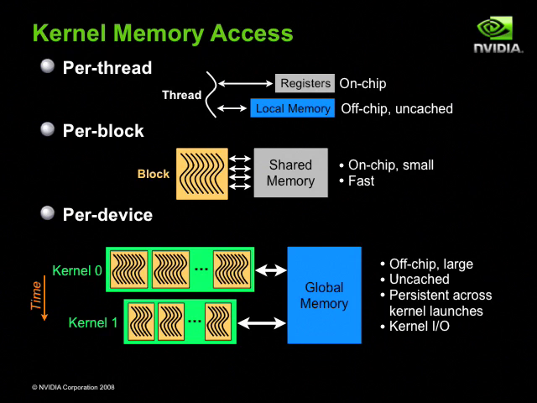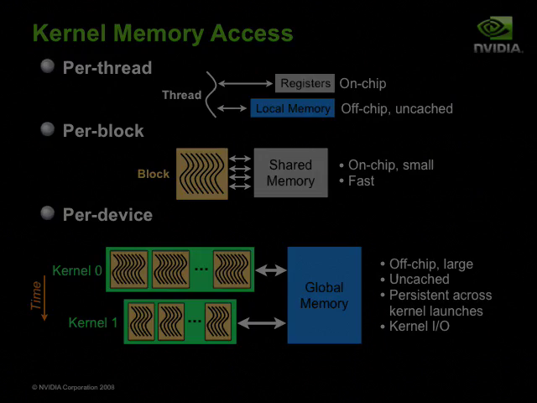In addition to kernel thread access to global memory, the host has read and write access to global memory. As such, global memory is used to transfer data between the host and device for kernel input and output. The kernel memory access on this slide is a depiction of the memory access for programming abstractions such as threads, blocks, and kernels. It is useful to complement this depiction with a physical layout of these memory spaces.